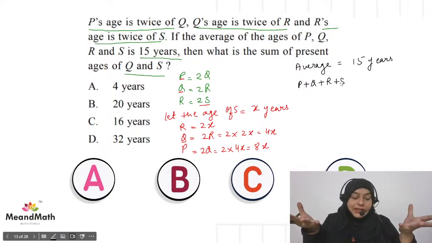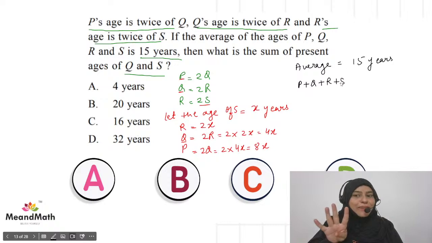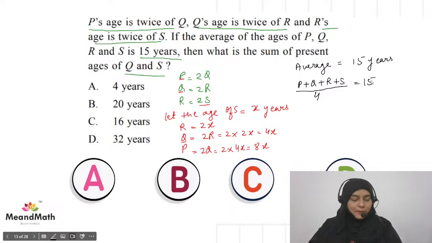How many participants? P, Q, R and S. There are 4 participants. So it will be P plus Q plus R plus S divided by 4. That's why we are dividing by 4, because there are 4 different quantities. That will be equal to 15.